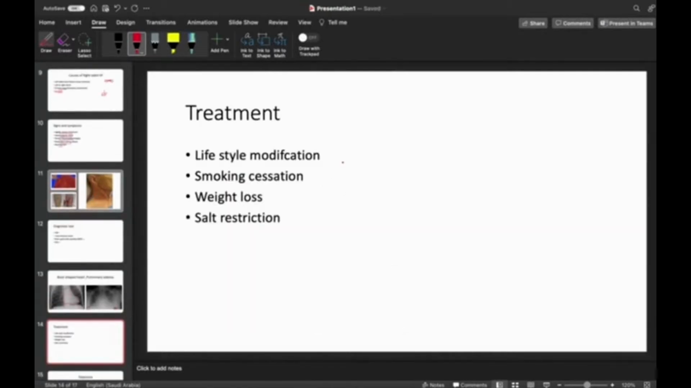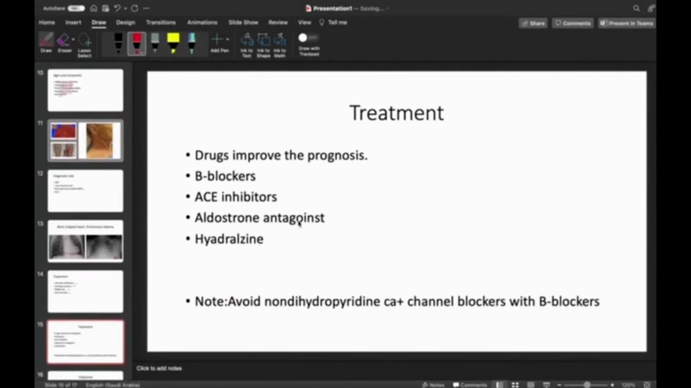The treatment, the first and the most important, is lifestyle modification. We need to eliminate the risk factors that we mentioned earlier in this slide: smoking cessation, weight loss, and salt restriction. Drugs that improve the prognosis and mortality and morbidity are the beta blockers, ACE inhibitors, aldosterone antagonists, and hydralazine. It is important to note that we must avoid non-dihydropyridine calcium channel blockers with beta blockers, as they cause a complete heart block.